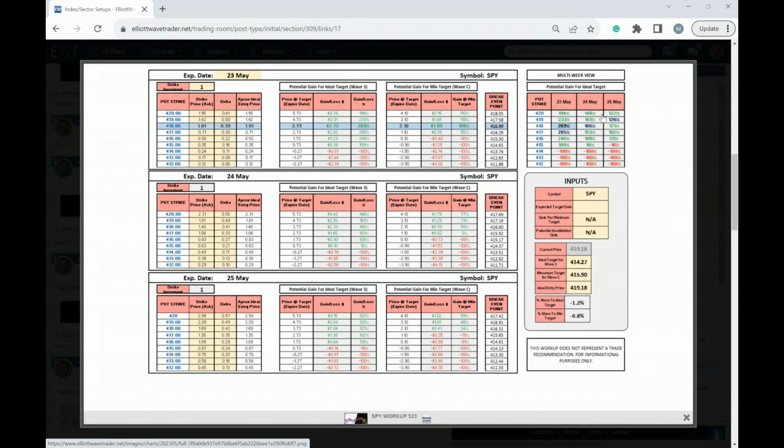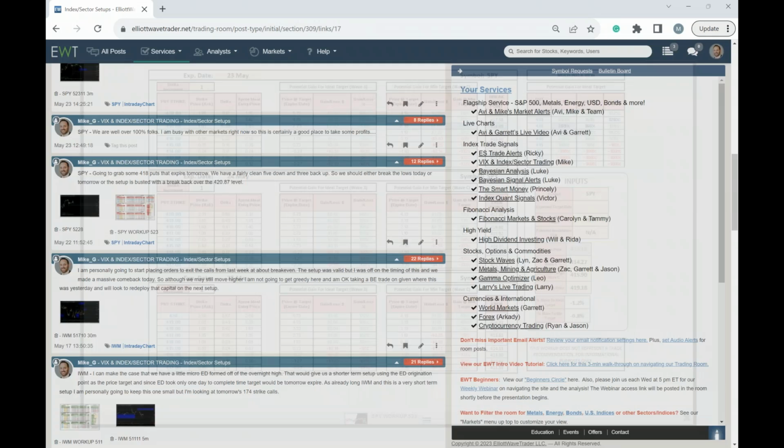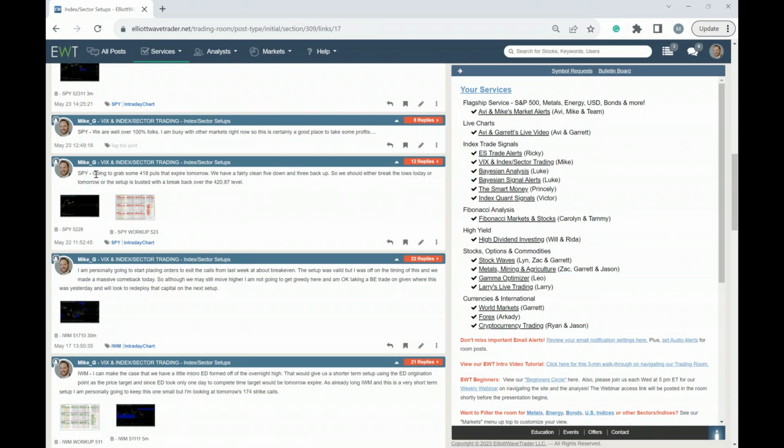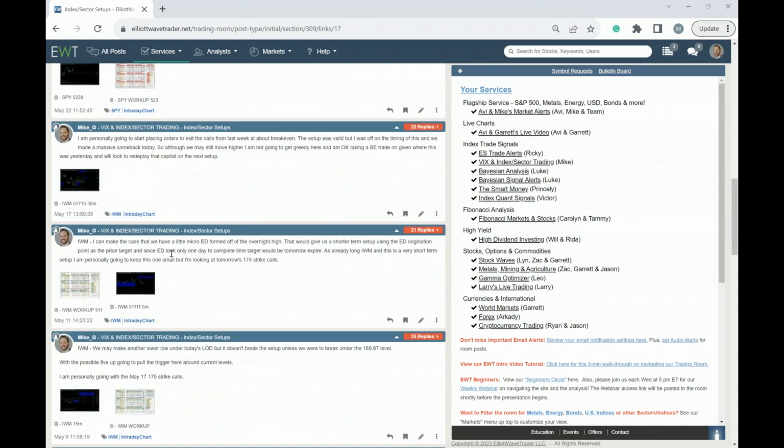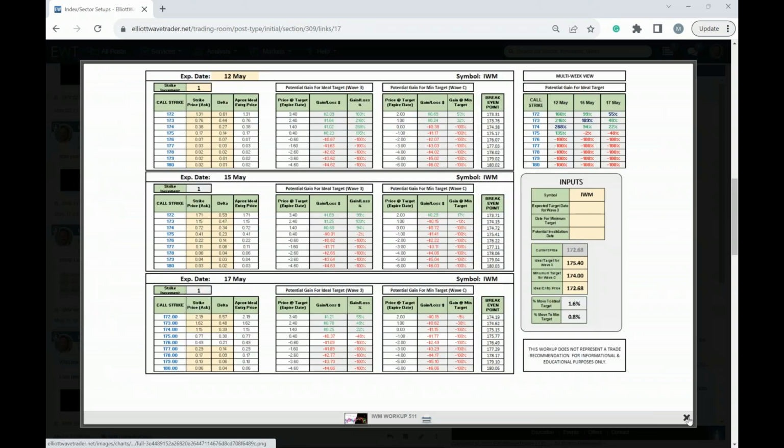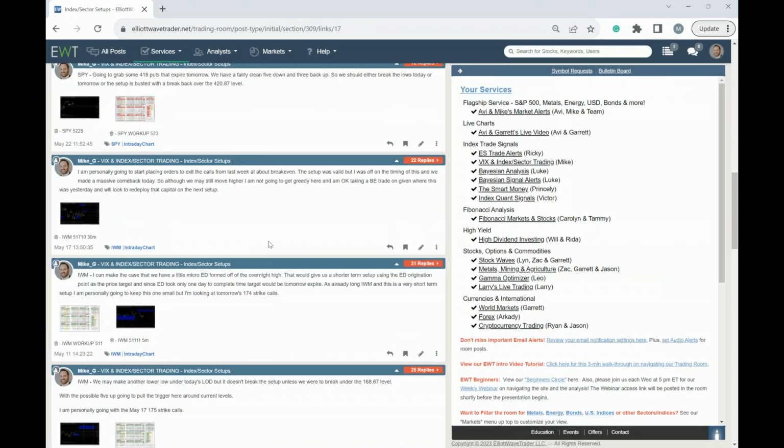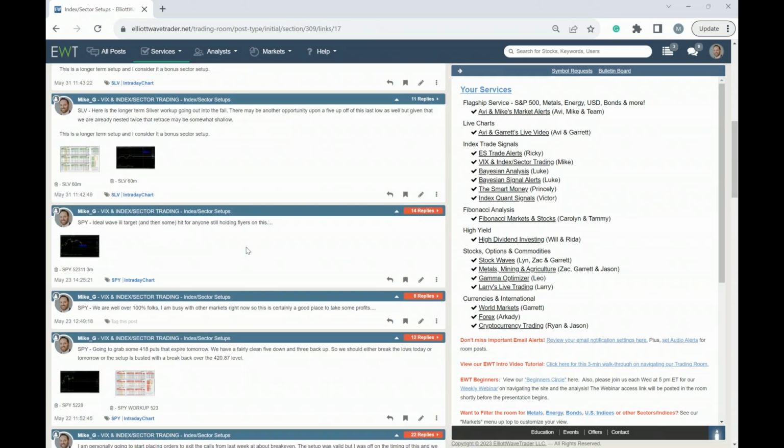Some people like to be a little more conservative and go a little further out, but usually I'll be taking that highlighted option. That's usually the one I take. I will note in the room sometimes what I'm doing. In this particular case, I noted exactly what I was doing there. But usually there's a highlight. If not, I'll note it in the room.